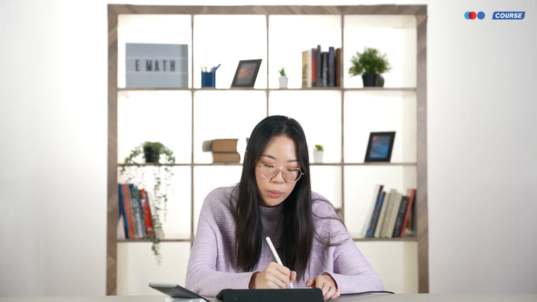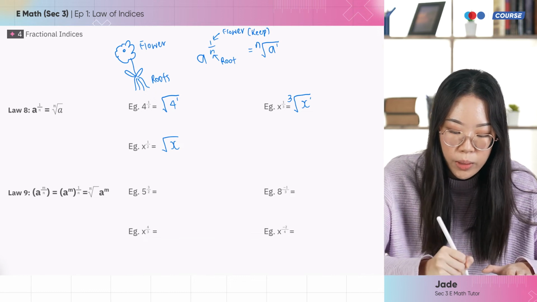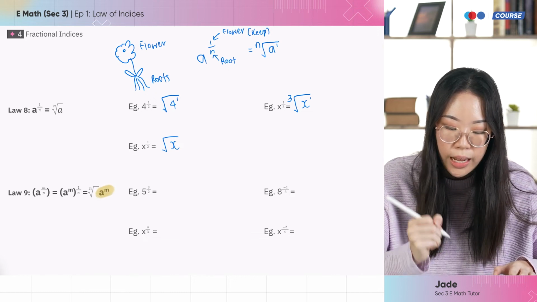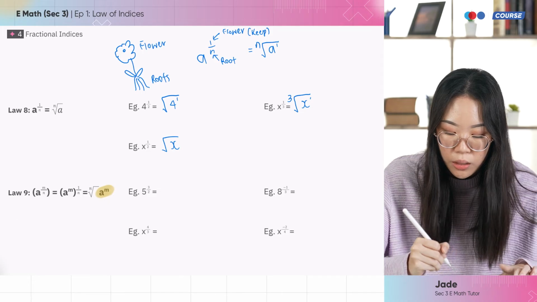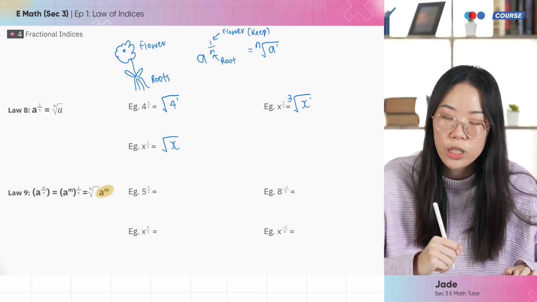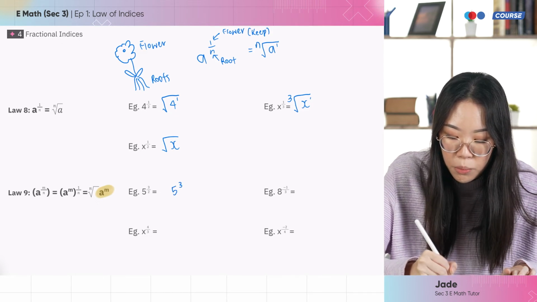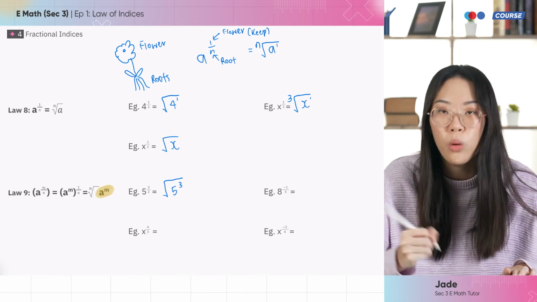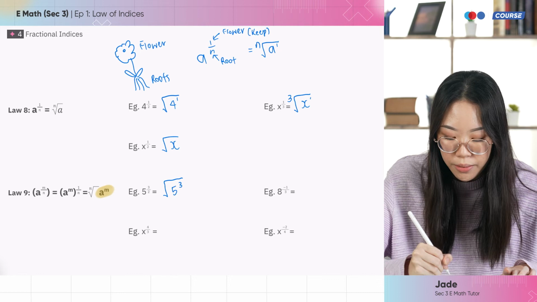So what happens if the power isn't 1? In this case, we have a to the power of m over n. Same thing, we want to keep the numerator and root the denominator, which will give us a to the m, and the nth root. So let me illustrate this with some examples. If we have 5 to the power of 3 over 2, we want to keep the numerator, so we get 5 cubed, and we want to square root the whole thing.